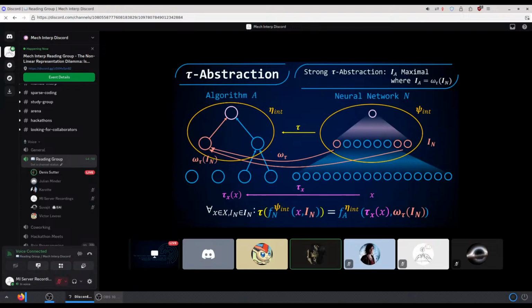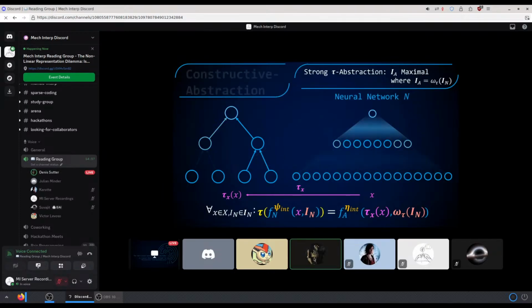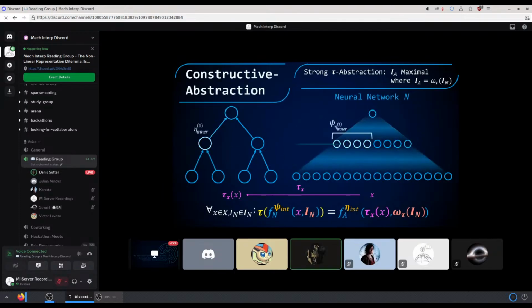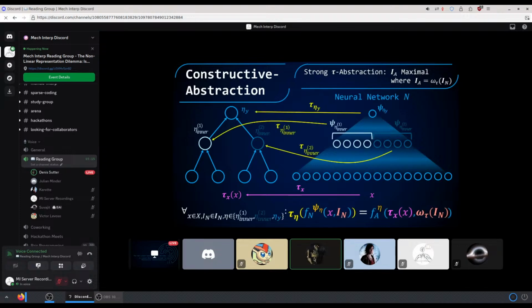Let us now note that in principle, any type of intervention on the neural network is permissible. To refine this, we introduce the concept of constructive abstraction. This is a strong tau abstraction in which each node in the causal graph is assigned a distinct non-overlapping set of neurons, as illustrated here. This constraint modifies the required mapping function such that each neuron is associated exclusively with a designated neuron set.